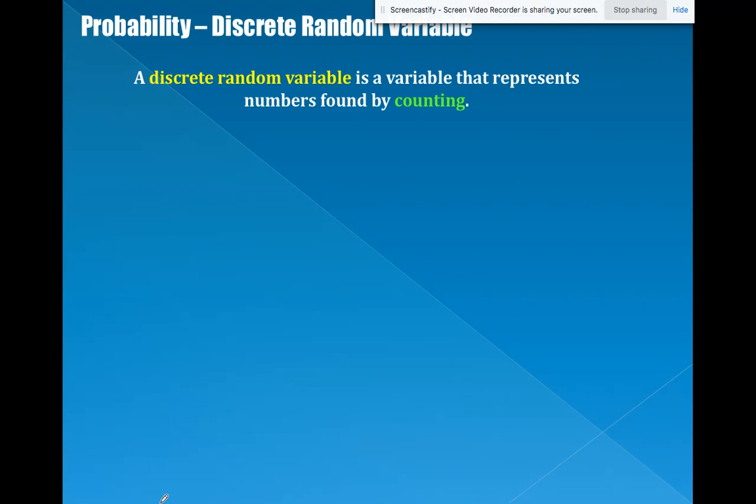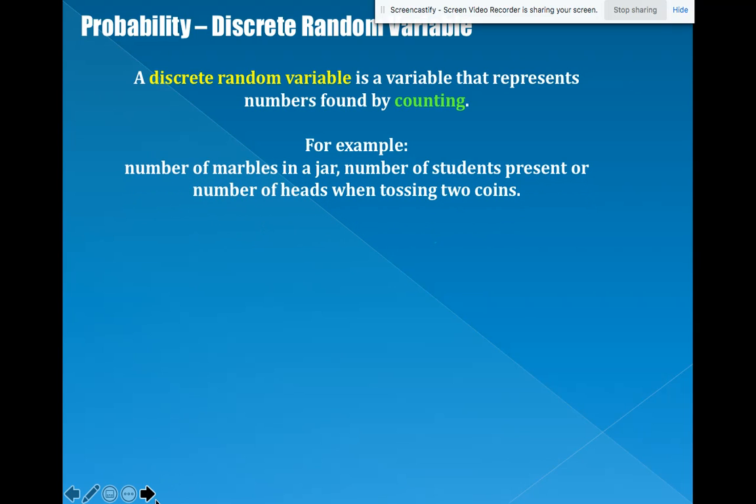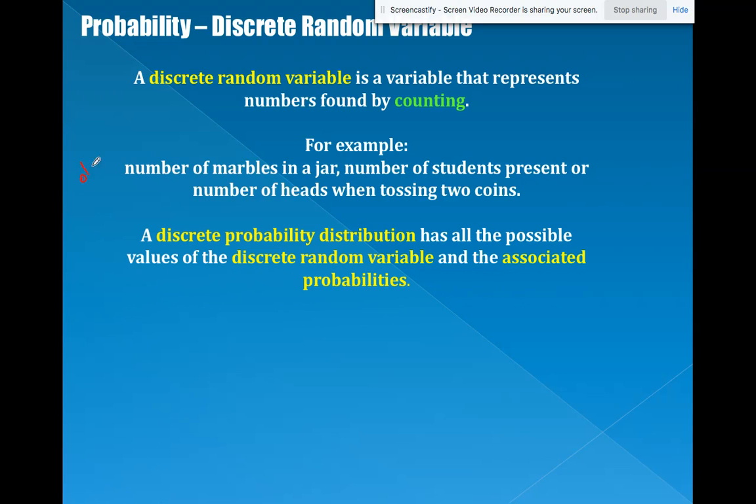So again, think of the discrete random variable as representing numbers found by counting, not an infinite situation. Numbers, so we've been doing all this, right? Oh, I have blue marbles and green marbles and blah, blah, blah. Oh, I have a number of students present versus number of students absent, or the number of heads when tossing 2 coins, blah, blah, blah. All of that really is discrete random things, right? Again, old news.